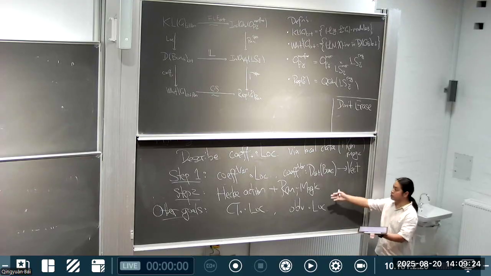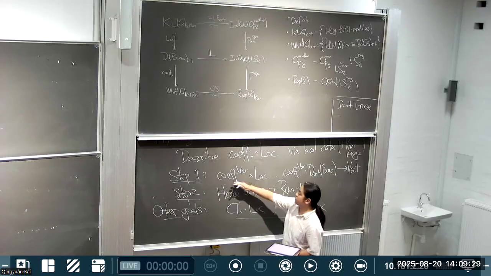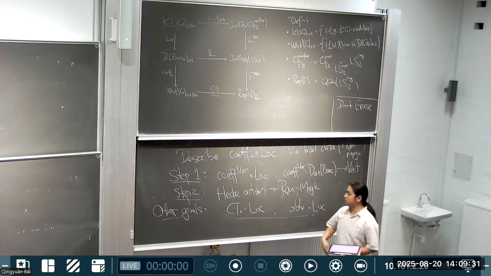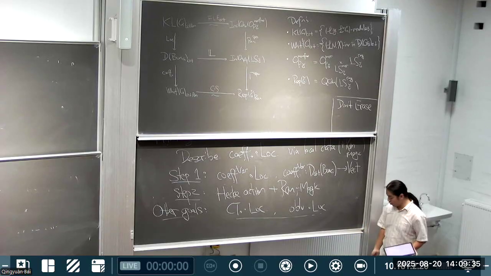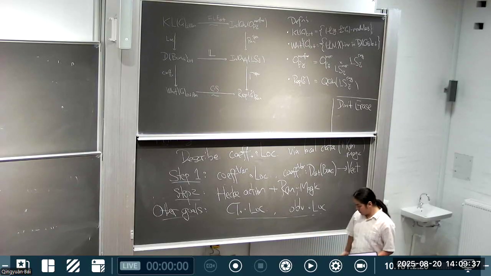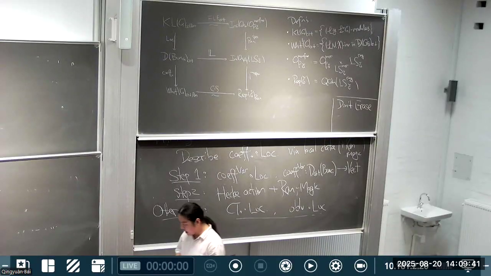The description of these things is similar to the description of this functor. They can all be described in some purely local data with the help of the Ran space. So that's our goal. Any questions so far?